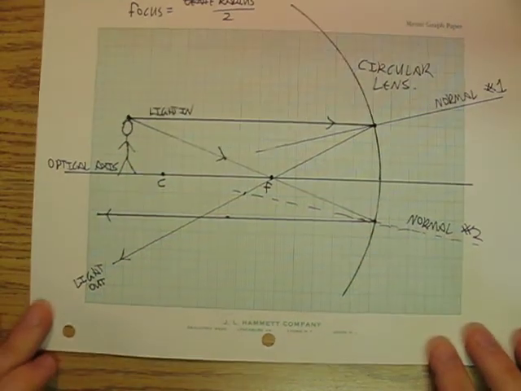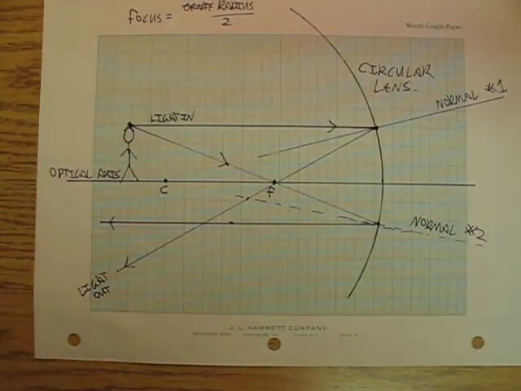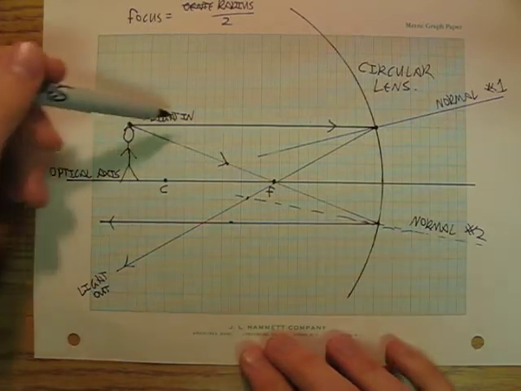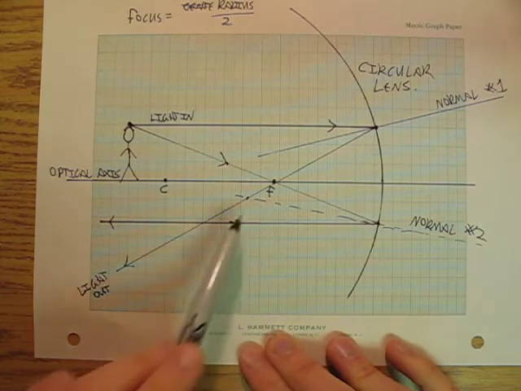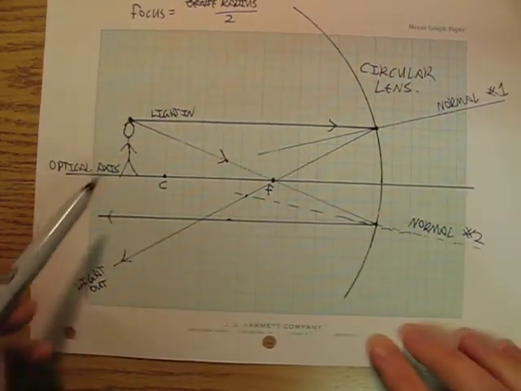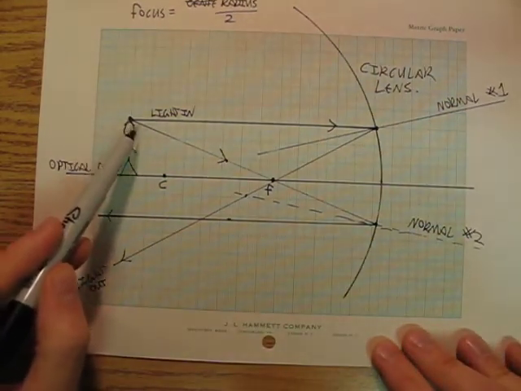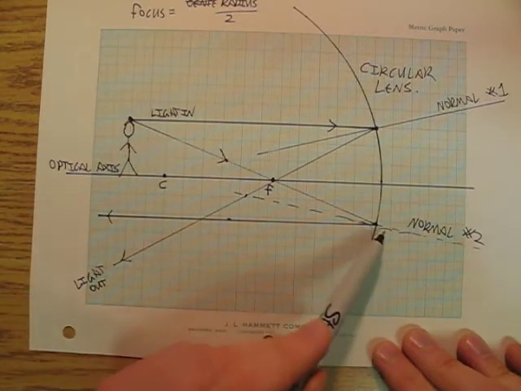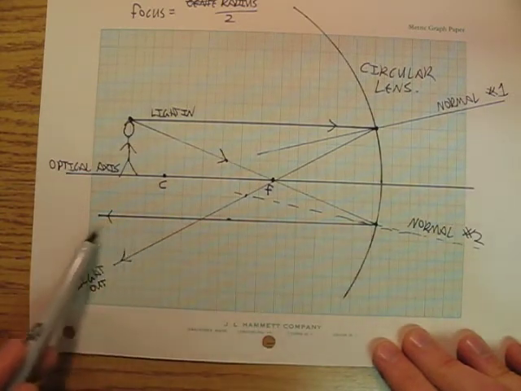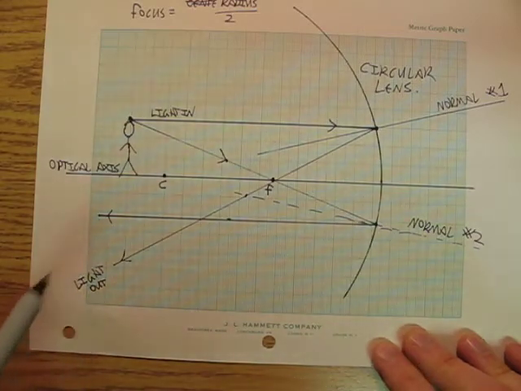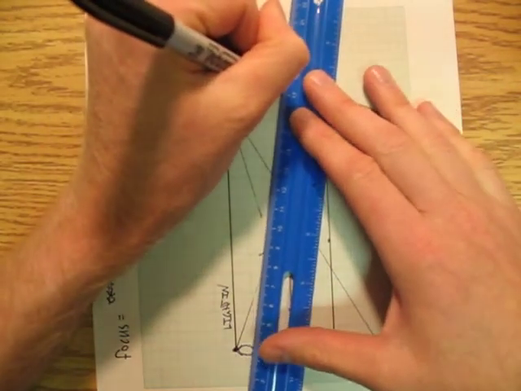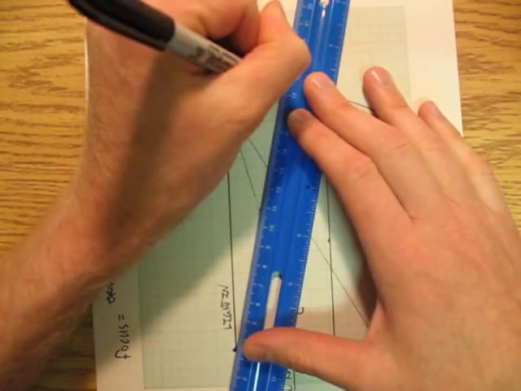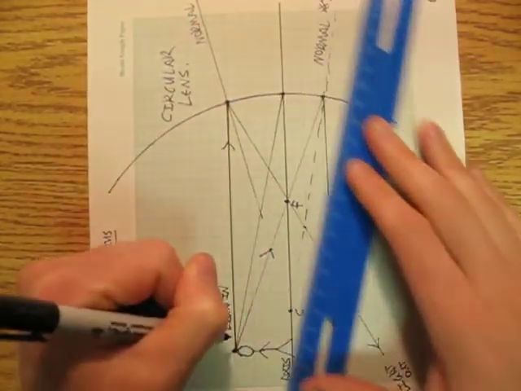And so now what I found is that a ray of light that goes in parallel to the optical axis goes out through the focus, and that a ray of light that goes through the focus, when it hits the mirror, is going to go out parallel to the optical axis. And then the last one that I want to look at is what happens to a ray of light that goes right at the center of the lens.